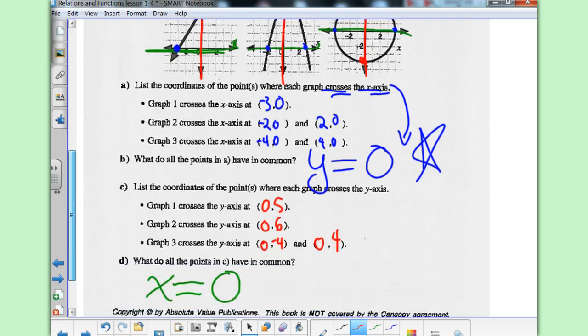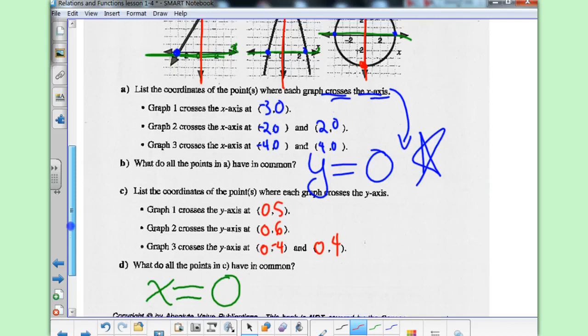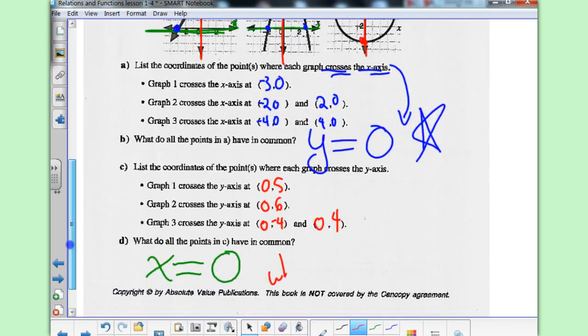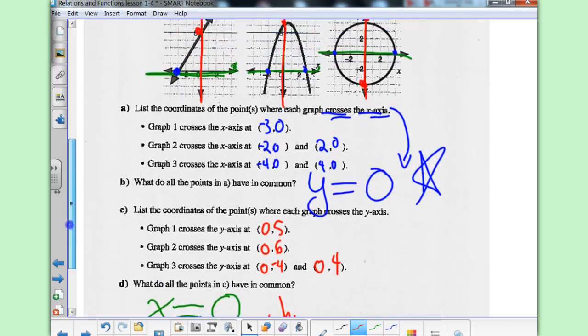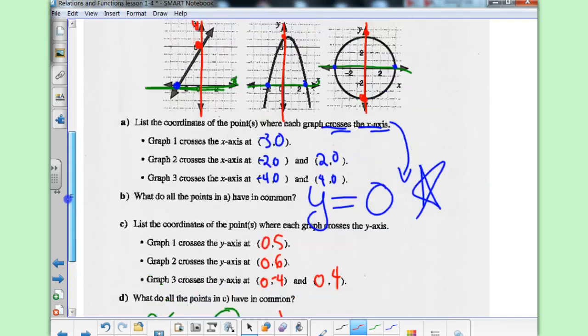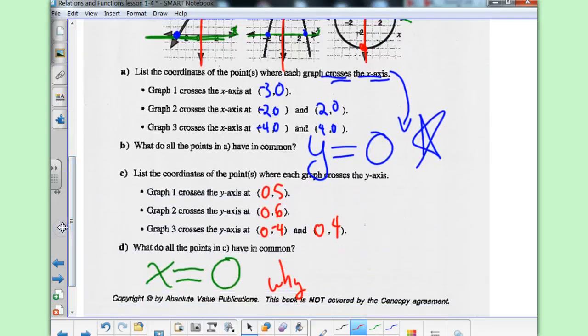What do all of these points have in common? Clearly x equals 0, but I don't want you to memorize that. What I'd really like you to see is, well, why? When you look back at the picture, we're talking about where a graph crosses the y-axis. And where a graph crosses the y-axis, you are on the y-axis. If you're going to cross the y-axis, clearly x has to equal 0. You are not left, you are not right. If I'm on the y-axis, by definition, you must have x equals 0.